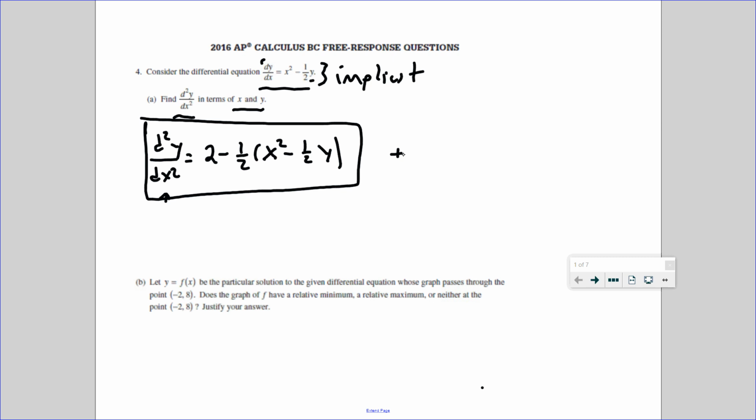On the AP that year, that was worth a whopping 2 points. Now, the question people always ask is, what if instead of doing 1/2 y, instead of 1/2 of the derivative, we left it at dy/dx? Well, the AP won't accept that. We can't do that because it does say in terms of x and y. So you will have to replace that.